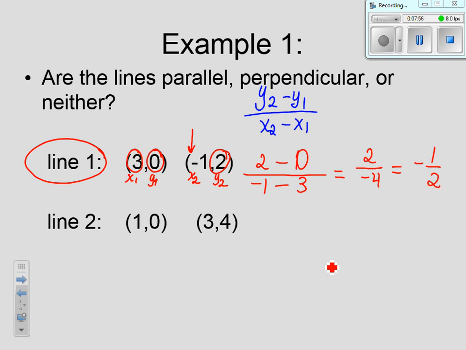So in order for line 2 to be parallel, I'd need to have -1/2. In order for it to be perpendicular, I'd need the opposite, which is positive, and the reciprocal, which would be 2 over 1. So let's see what we get here.